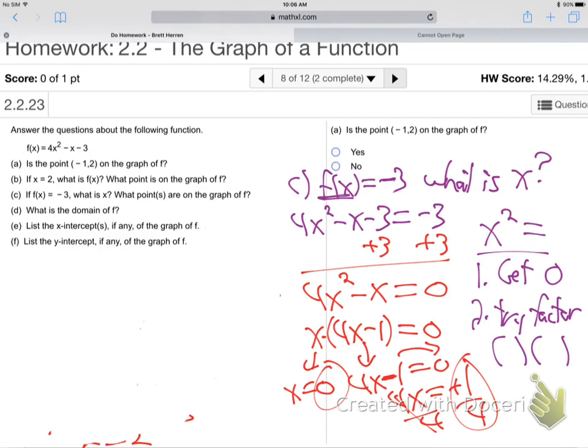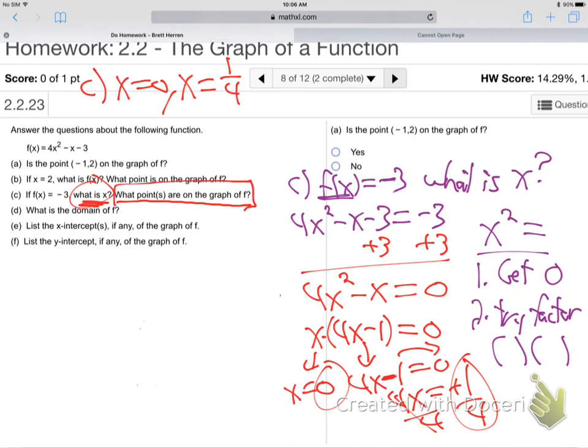So they also say, what points? Can you read that small print here? What points? What is x? We got it. So on part C, we've got x is 0 and x is positive 1/4. We've got the x's. But then they're saying what points? Well, what do you mean what points?